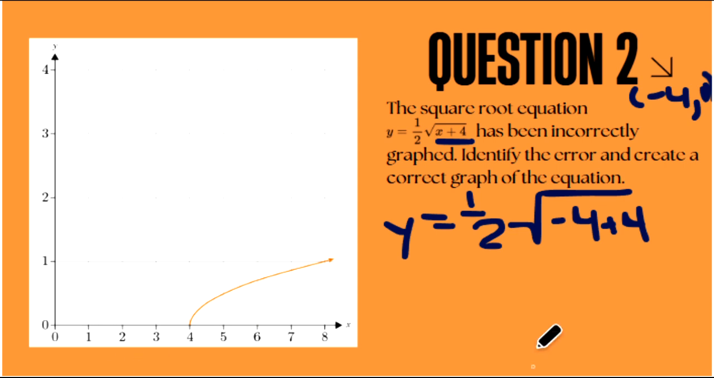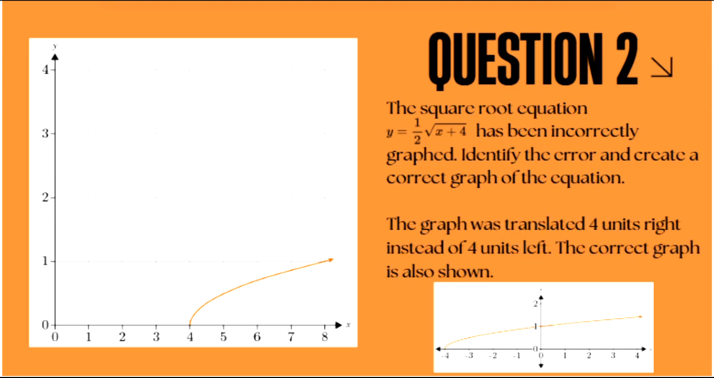So on a graph, we should be clear over to 1, 2, 3, 4, and 0. Our first point should be clear over here. So they moved it the wrong direction. It should have moved to the left and they moved it to the right. Okay, let's see if there are any other mistakes. Yep, see, it was that easy. That was the only mistake.